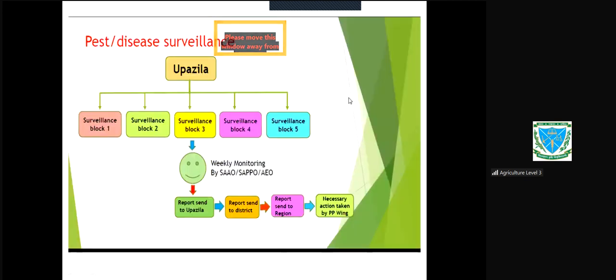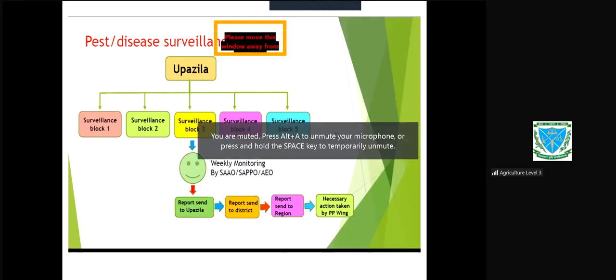And how this surveillance is done at Upazila level. Say, for example, at Upazila level, usually 5 blocks are selected, block 1, 2, 3, 4, 5. 5 blocks for the surveillance. From every Upazila, 5 blocks are selected.